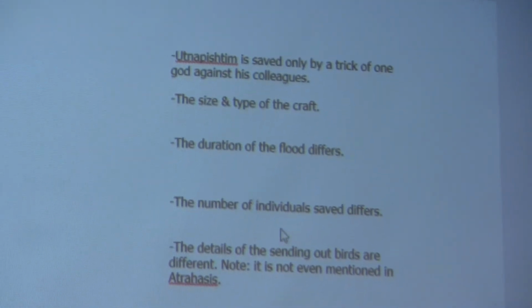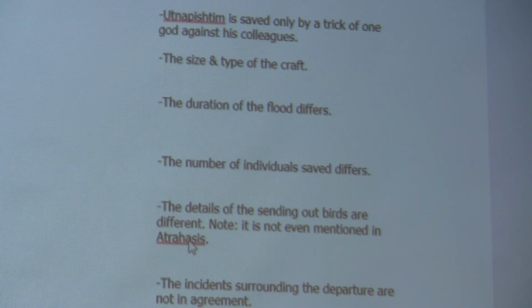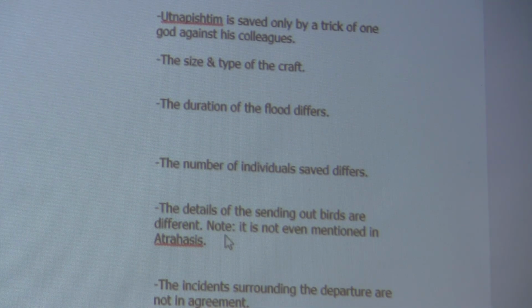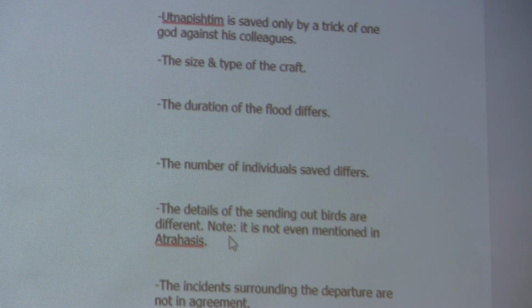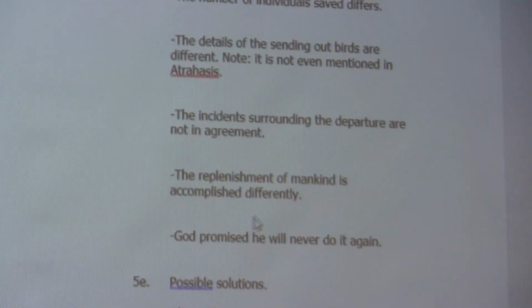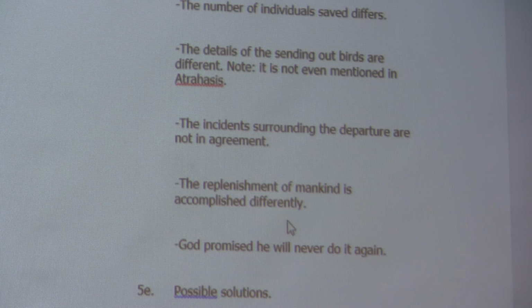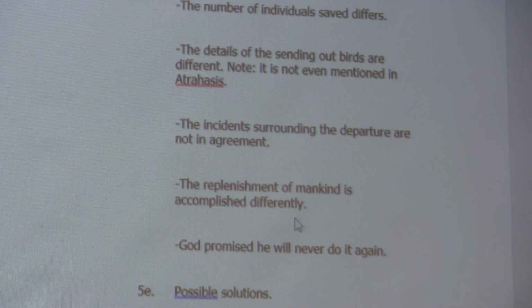Even the details of the birds, the number of individuals and so on that are saved, differ. The details of sending out the birds are different. It's not even mentioned, for example, in Atrahasis. The incidents surrounding the departure into the boat are different. The replenishment of mankind is accomplished differently. In the Bible account, God promises that He will never do it again. That's a big thing in the Bible. There's a seal showing that He won't do it again, the rainbow. Well, the gods don't promise that in the Gilgamesh epic.